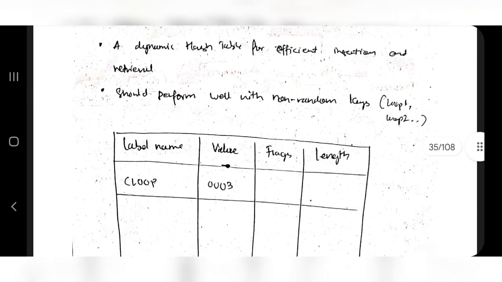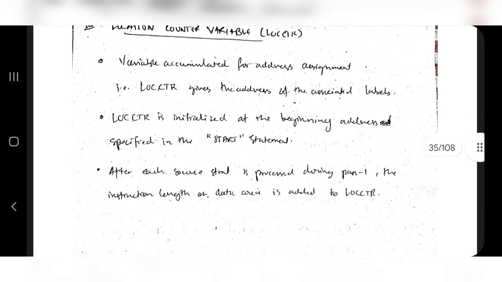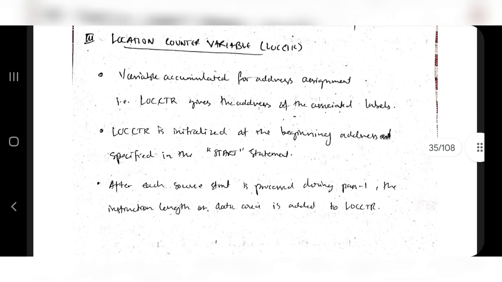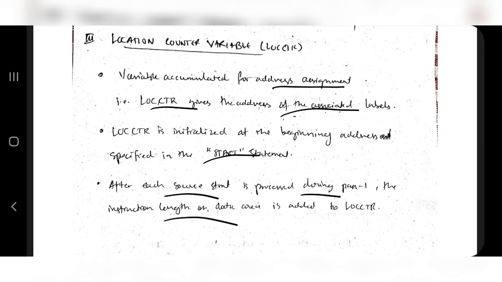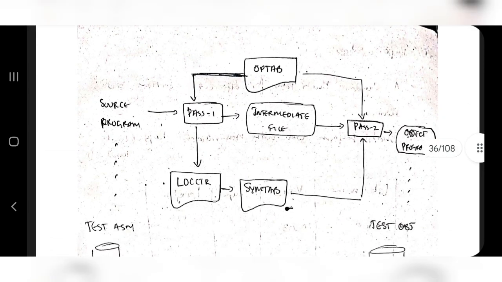So it looks like this. It will have the label name here, value, flags, and the length, and this will be used to fetch the information and perform the operation. The location counter just stores the address assigned to each of these labels, and it starts from the start label. It's processed during pass 1, and in pass 2 it will be referenced. So the location counter is used in both pass 1 and pass 2.